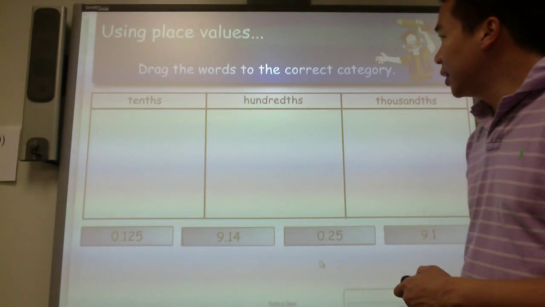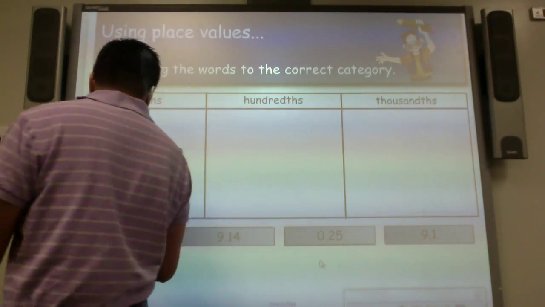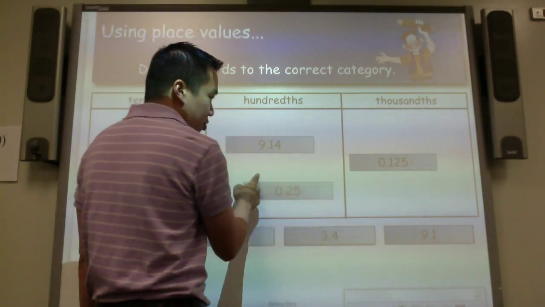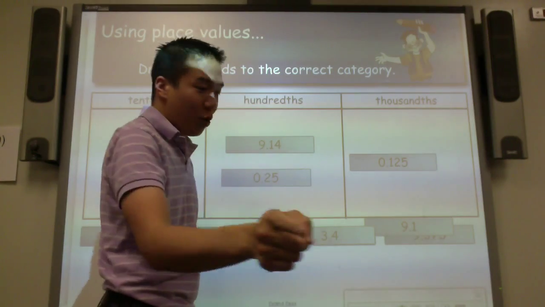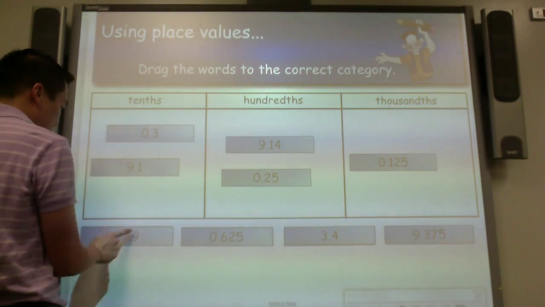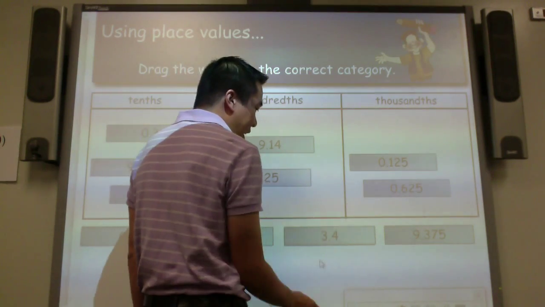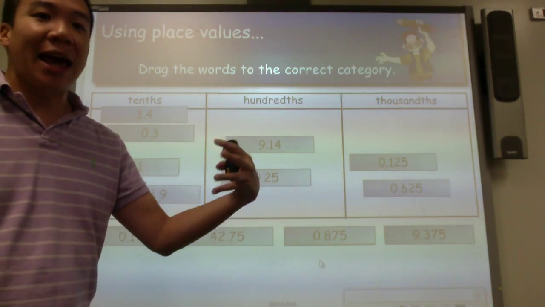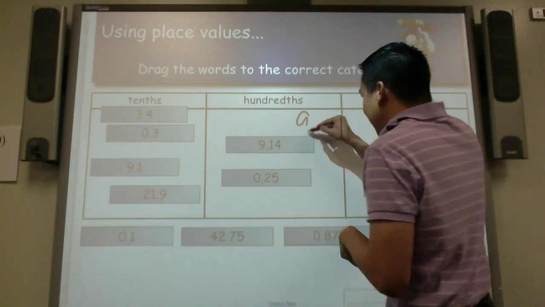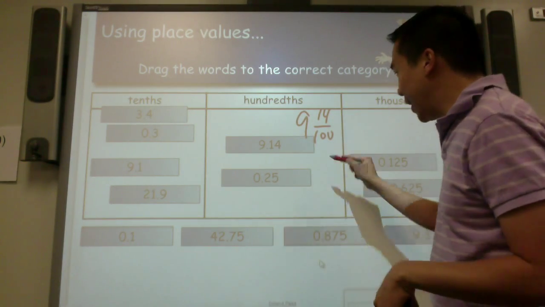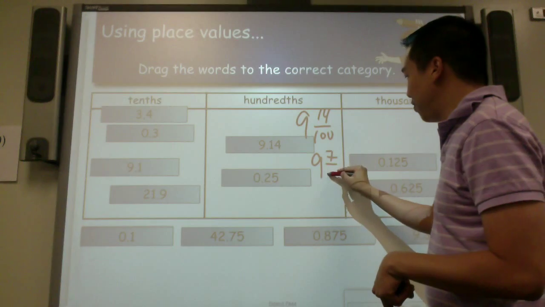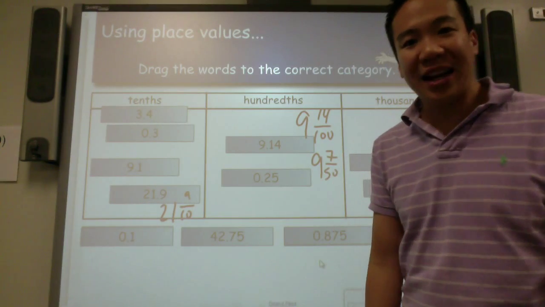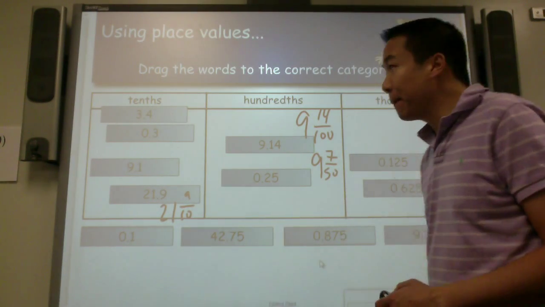Let's keep going. Let's practice, make sure you understand. 0 and 125, this is thousandths. 9 and 14 hundredths, that's hundredths. 9 and 1/10. 0 and 3/10. 21 and 9/10. 0 and 625 thousandths. 3 and 4/10. So can I write these as a fraction? 9 and 14 hundredths. Can I rename that? Yes, you can. 9 and 7/50. 21 and 9/10. Can I simplify or rename that? No. It's already in simplest form.